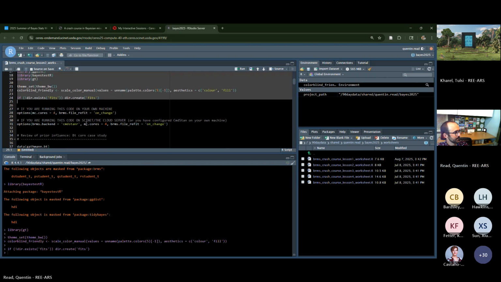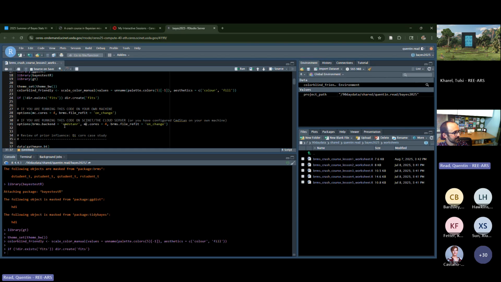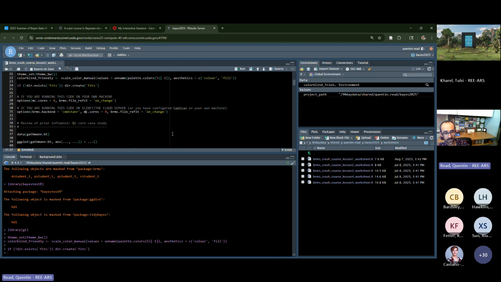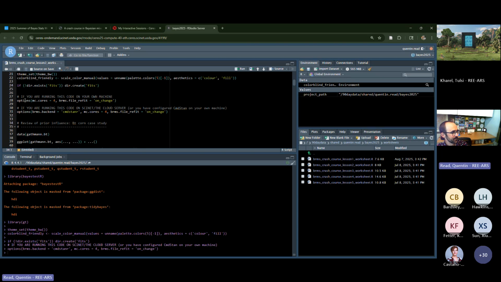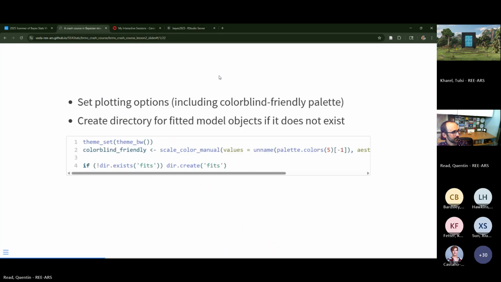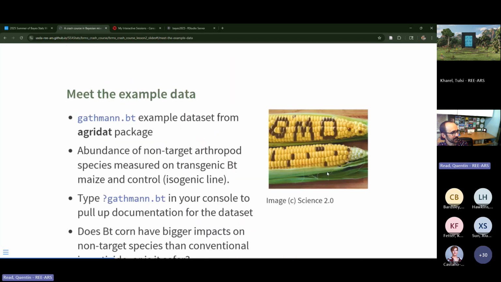Okay. And then because I'm running this on Scinet, I will run line 31 to set the BRMS options to use the Scinet CmdStan backend. But if you're running this on your own machine without CmdStan, you would run that line instead. Hopefully Grant can help you if you need help getting set up. Okay, so we did that.